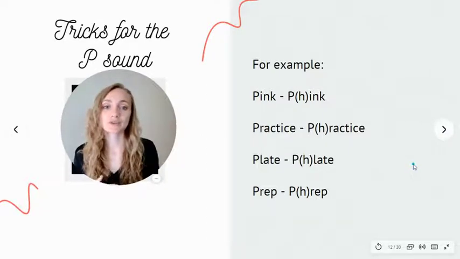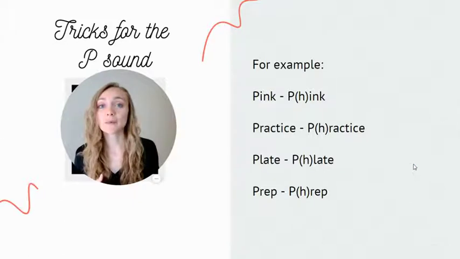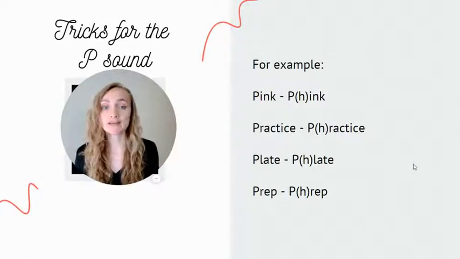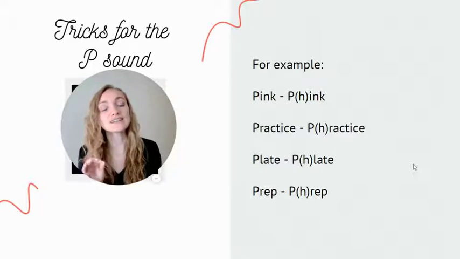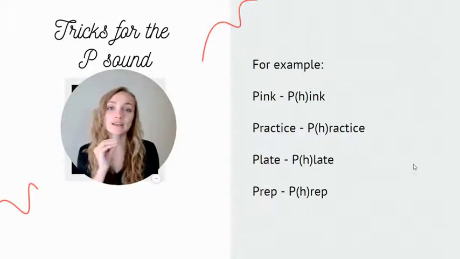So first we have pink, practice, plate, and prep. Okay? So those are some examples with our P sound. Remember, a little bit of aspiration, and whisper the word if you still feel like you are making a B sound.